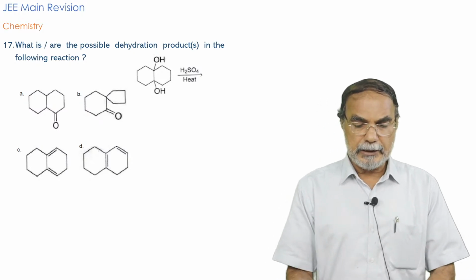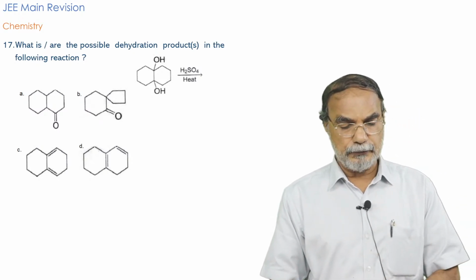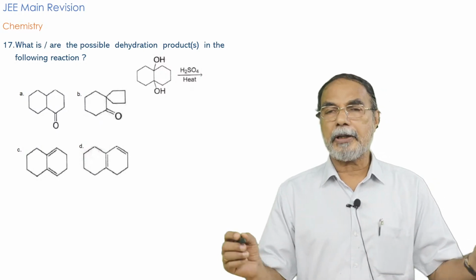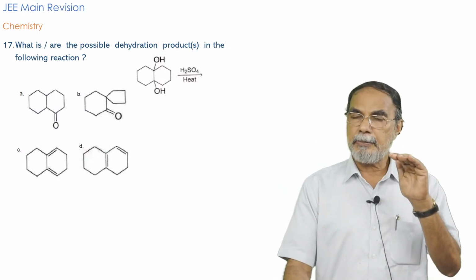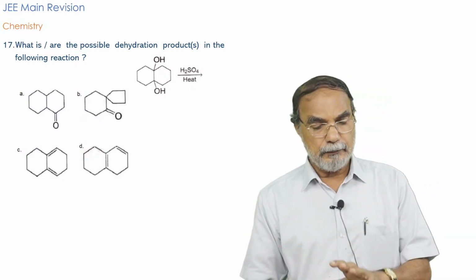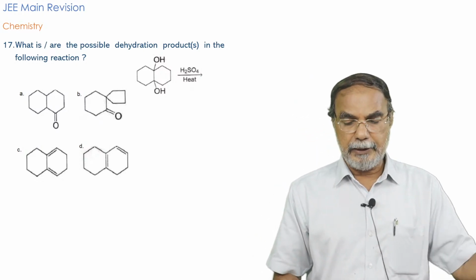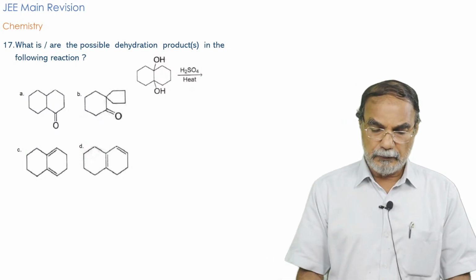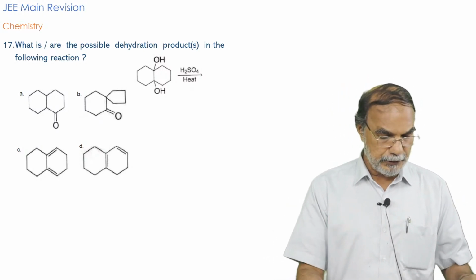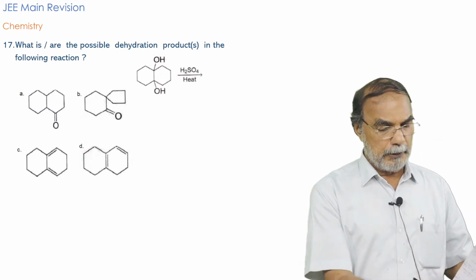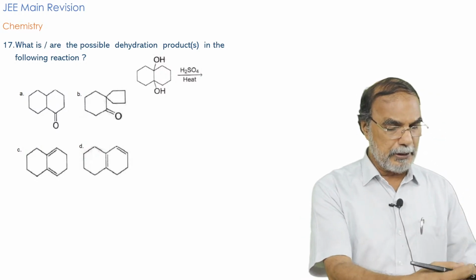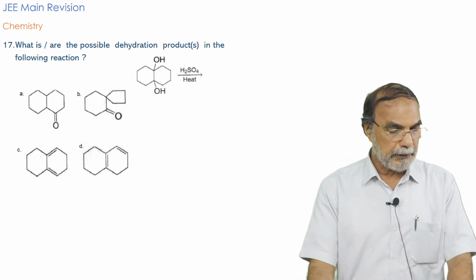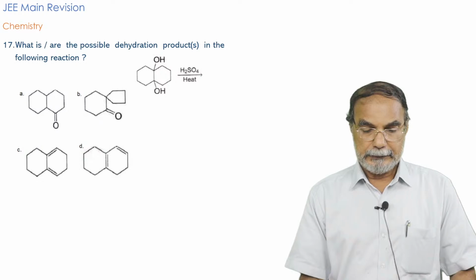And now here is again a slightly difficult question for you. What are the possible dehydration products? What the product is is not the question, or what the major product is is not the question; what are the possible dehydration products in the following reaction? There are 4 products given. So what are the possible products in this reaction? That's the question. So what all possible products are there for this molecule? That is what you have to understand.